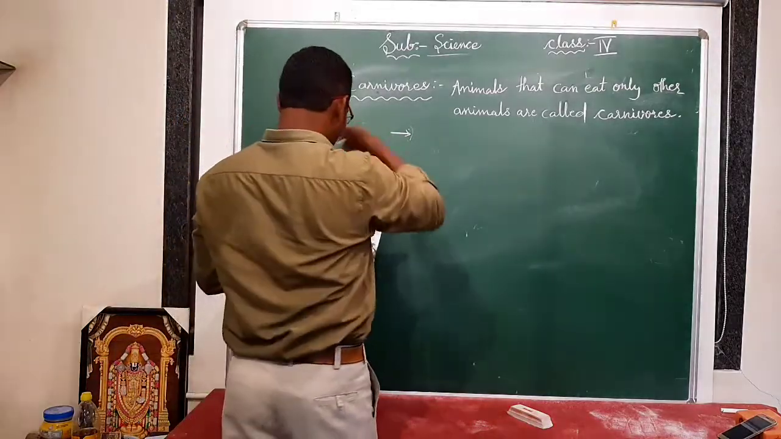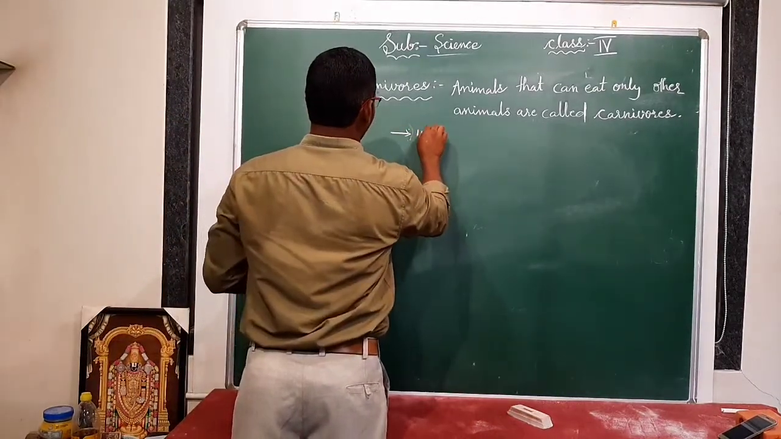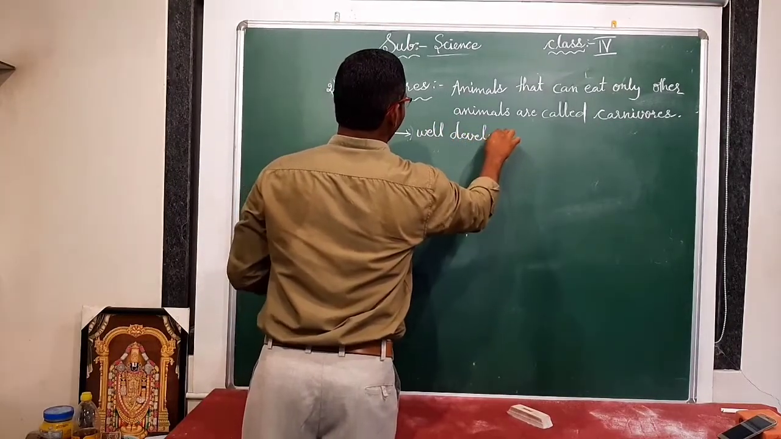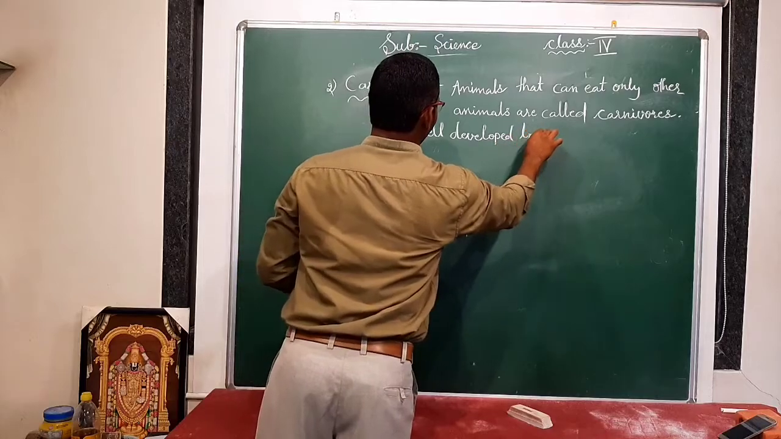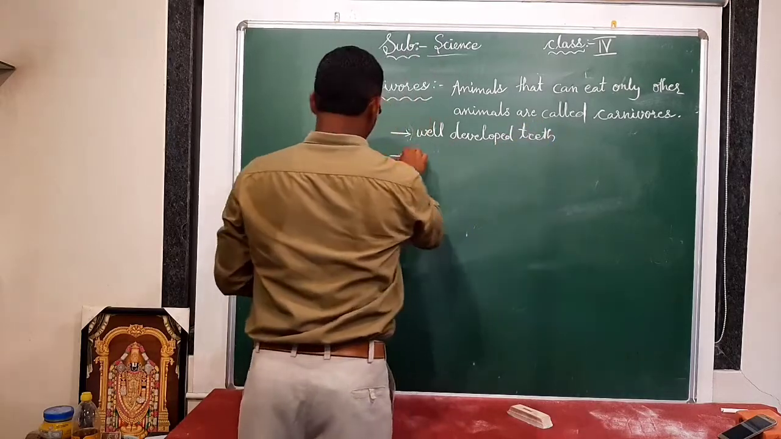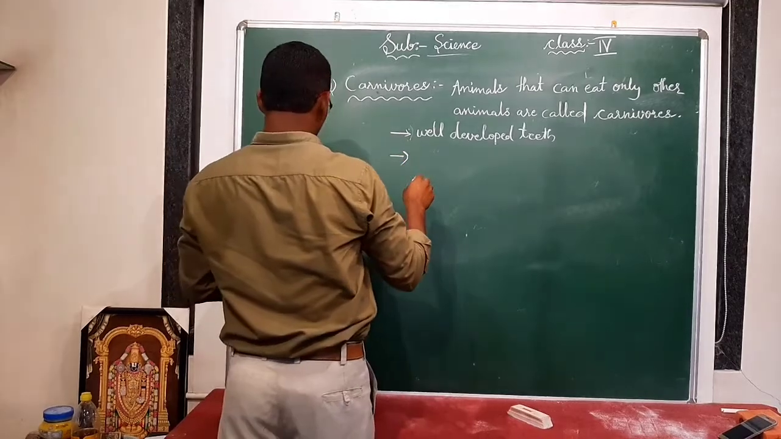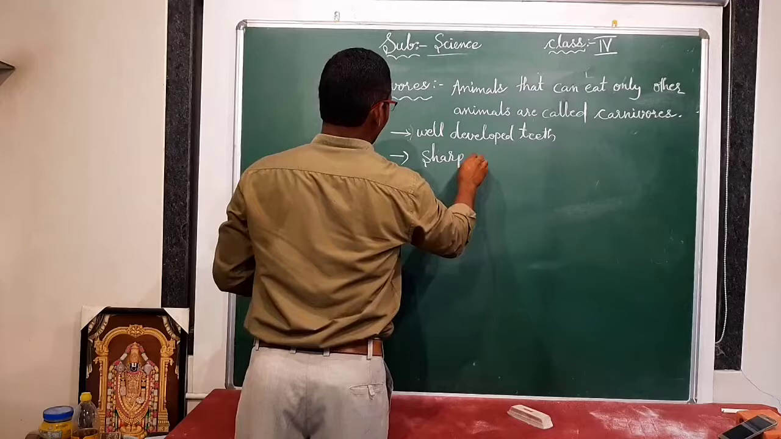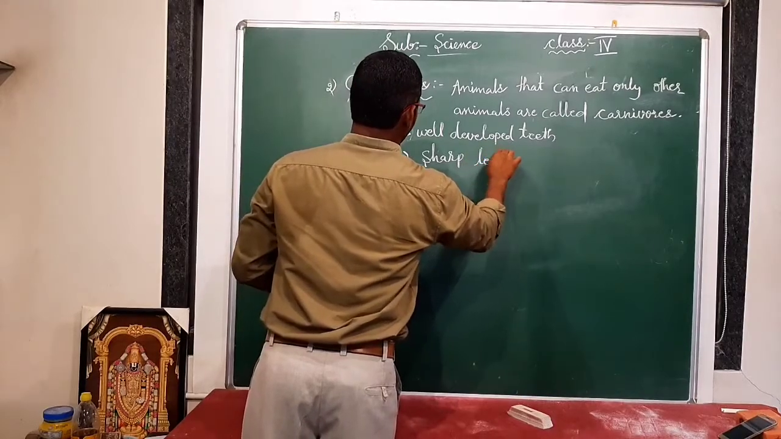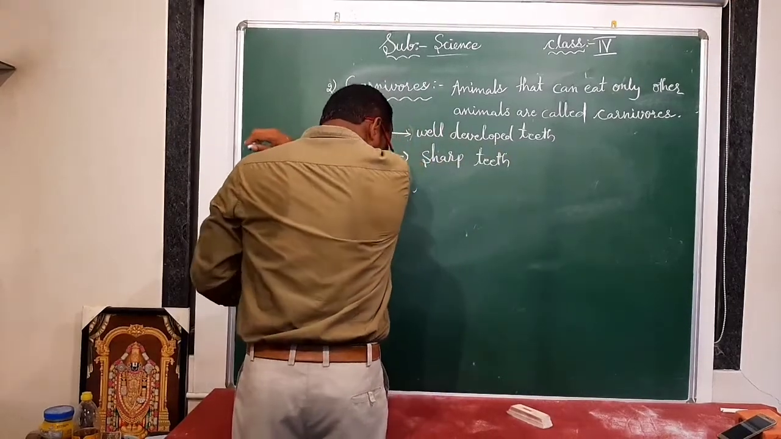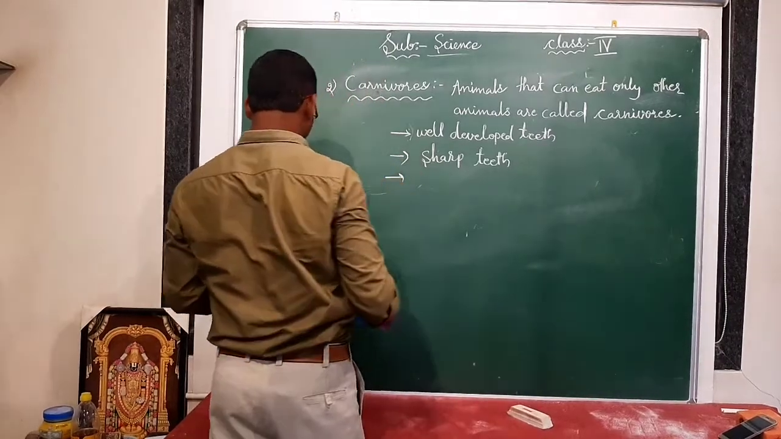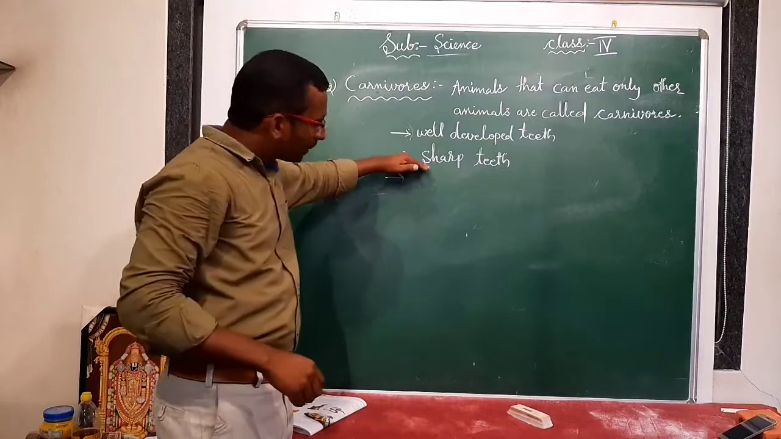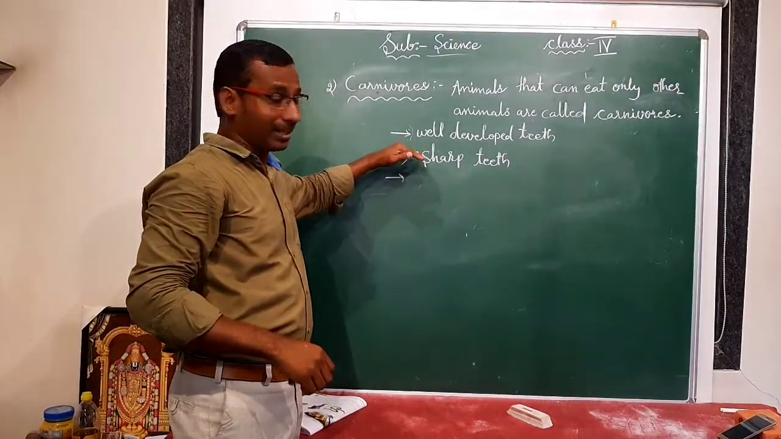What is there in the carnivores? See, they have well developed teeth. Is it right? And they have sharp teeth. Okay. And with the help of sharp teeth, some animals have sharp teeth.